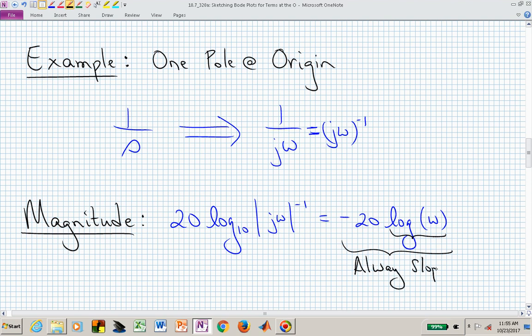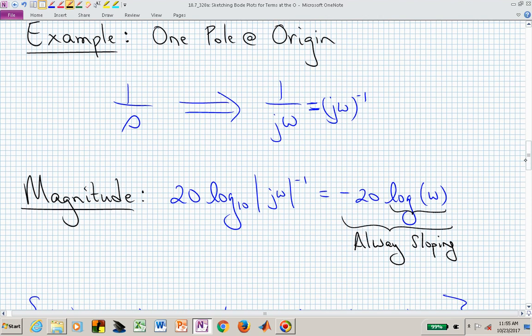So this magnitude is always sloping. It never is at 0 dB and then starts to slope after some frequency. So this particular factor, being a pole or a zero at the origin, never breaks. It's always sloping. It's either sloping down with a negative slope for poles, and it's always sloping up for zeros. If you had a single zero at the origin, it would now be a plus 20 dB per decade.